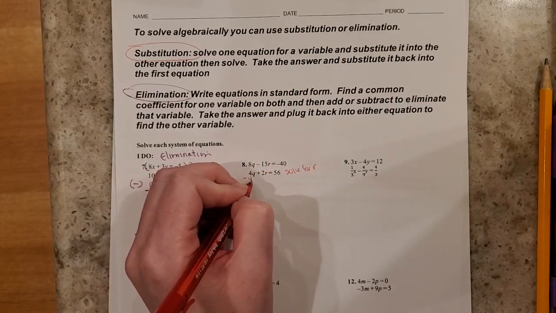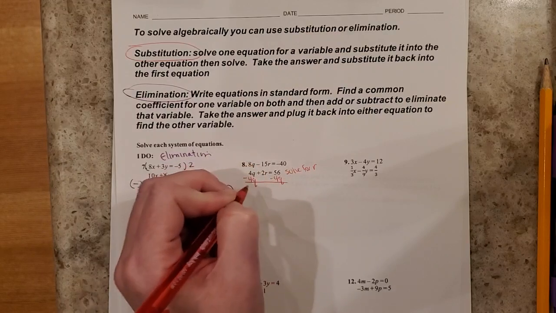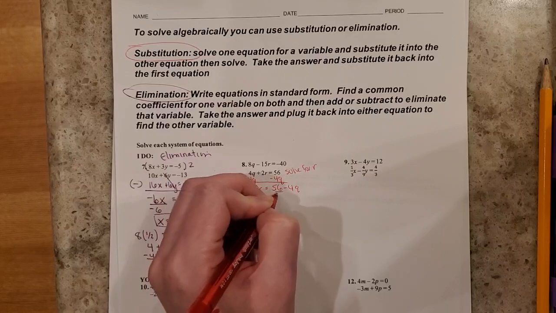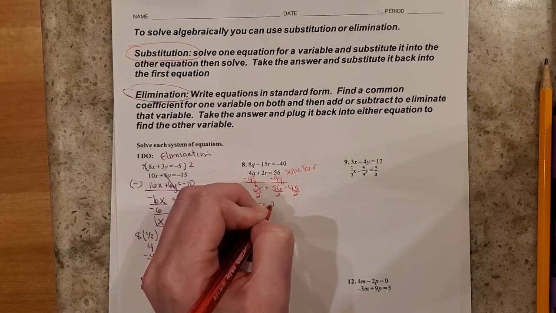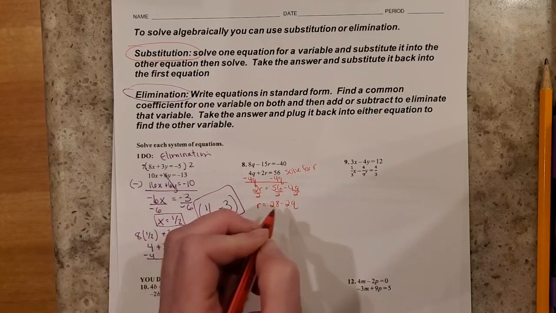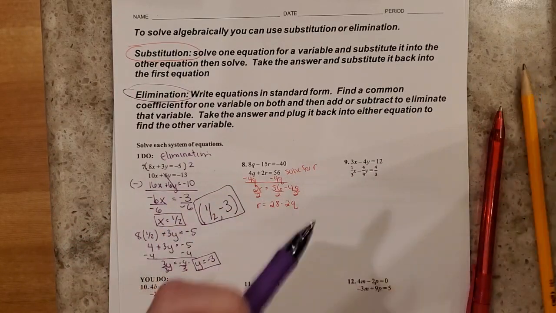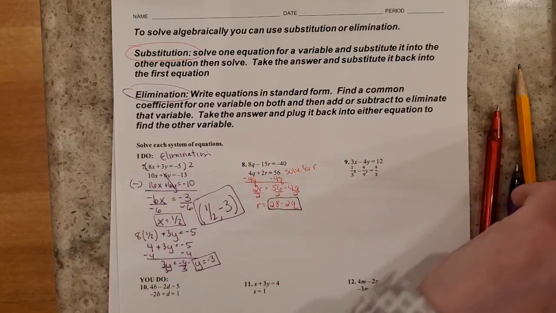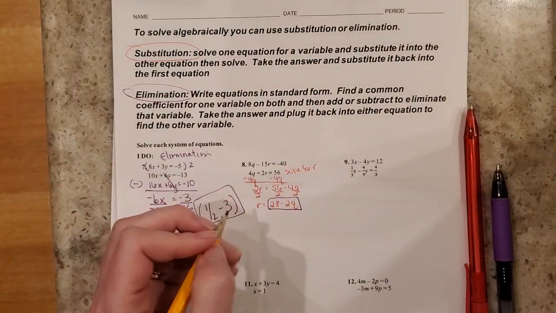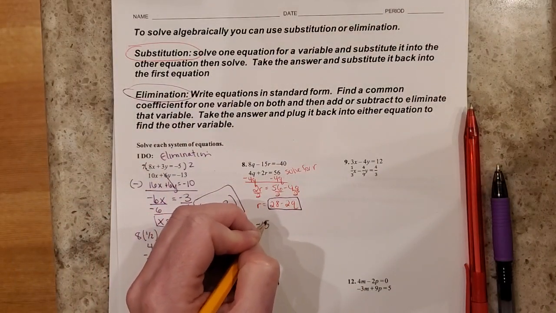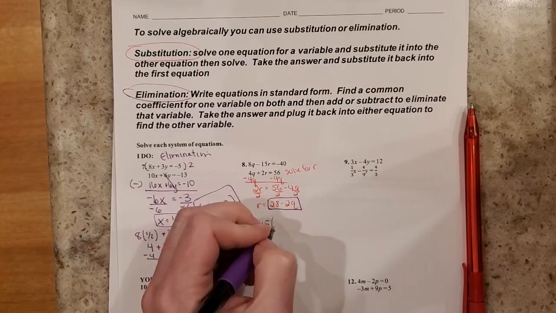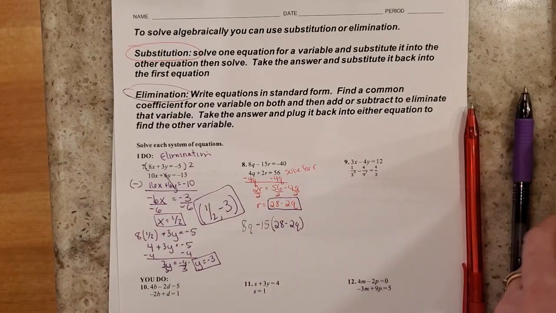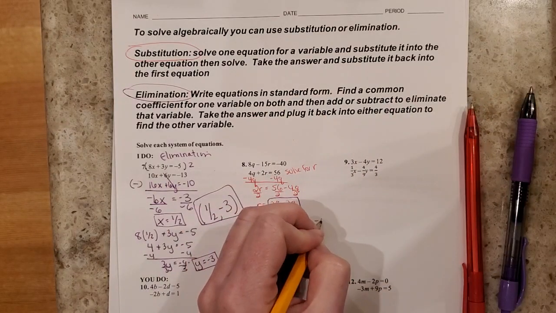Okay, so I'm going to subtract the 4q from both sides because I'm trying to get r by itself. And then I'm going to divide by the 2. r equals 28 minus 2q. And then I'm going to take the value that r is equal to and substitute it into the first equation. So I'm going to write the first equation, and where I see r, I'm going to substitute that value in. So I have 8q minus 15, and then 28 minus 2q goes in place of the r, and then that is equal to negative 40.